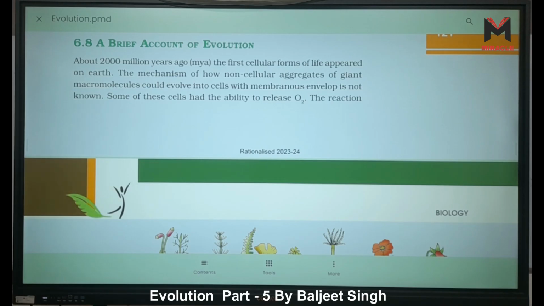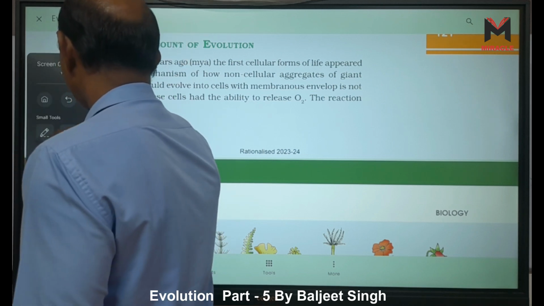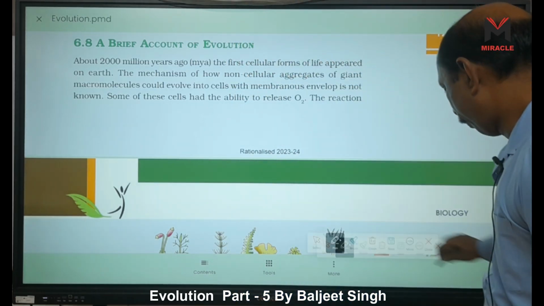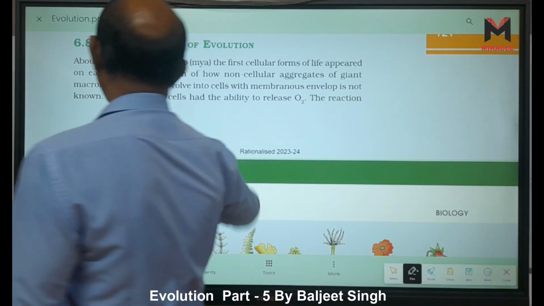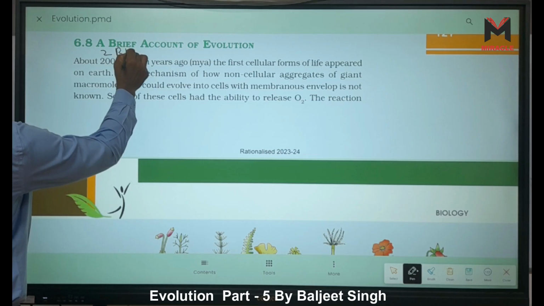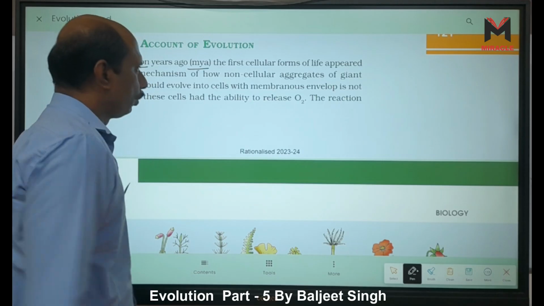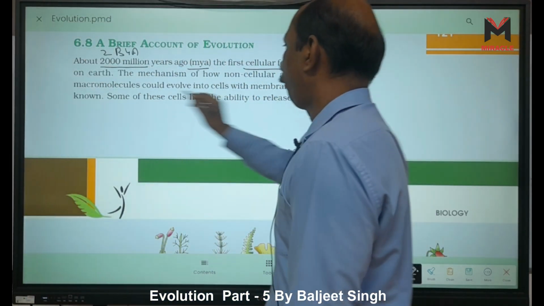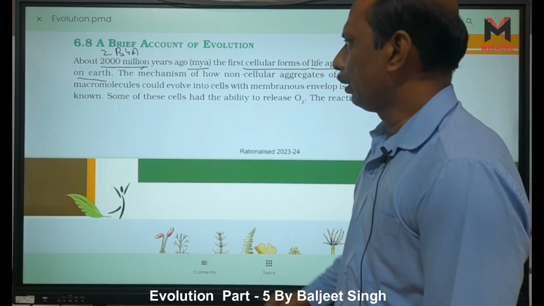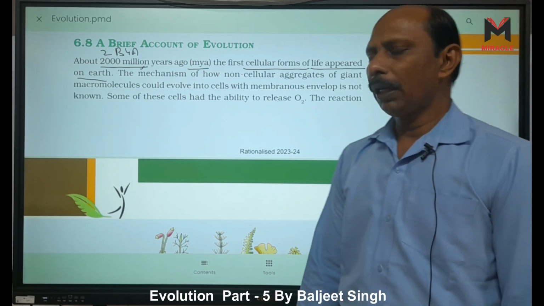Now here, about 2000 million years ago, or we can say 2 billion years ago, 2 BYA, the first cellular form of life appeared on Earth. First thing is there, 2 billion years ago, right? 3 billion years ago means what? A cellular life form appeared, right? 4 billion years ago means what?